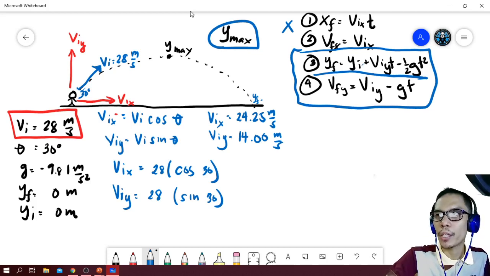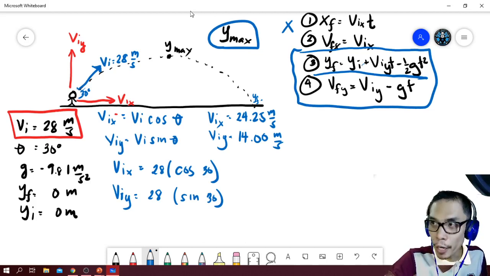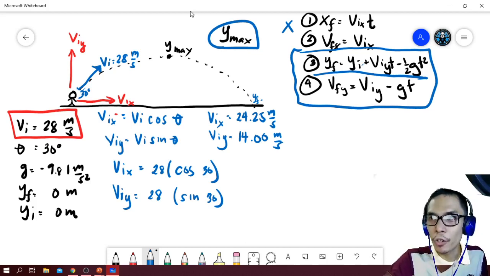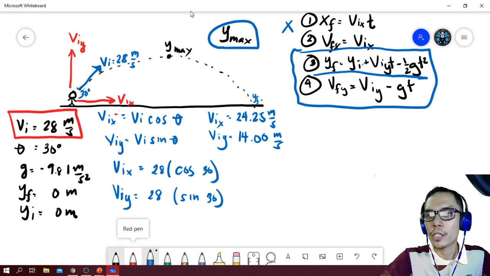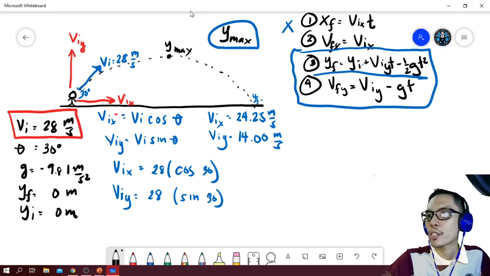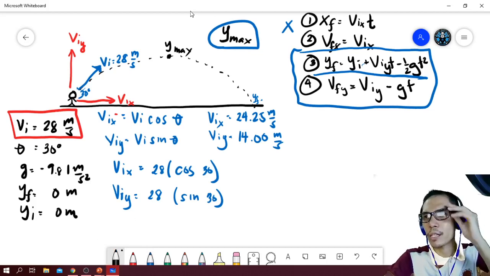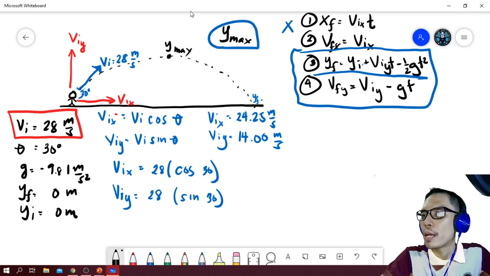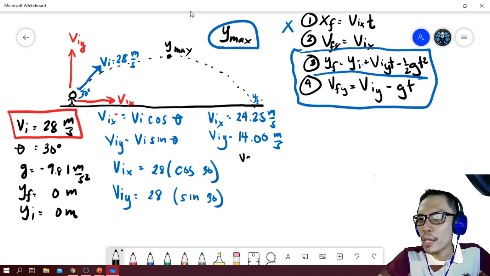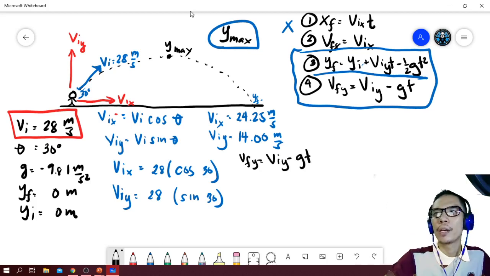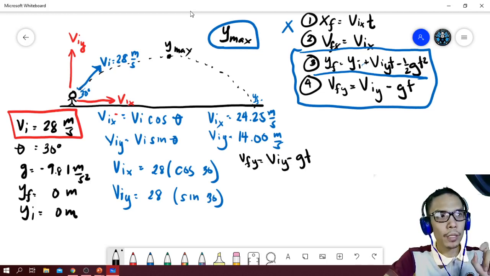We cannot use number 3 because we don't have time. So we will use number 4 to solve for the time, followed by number 3. Let's solve for number 4 rather. We have v sub fy is equal to v sub iy minus gt.